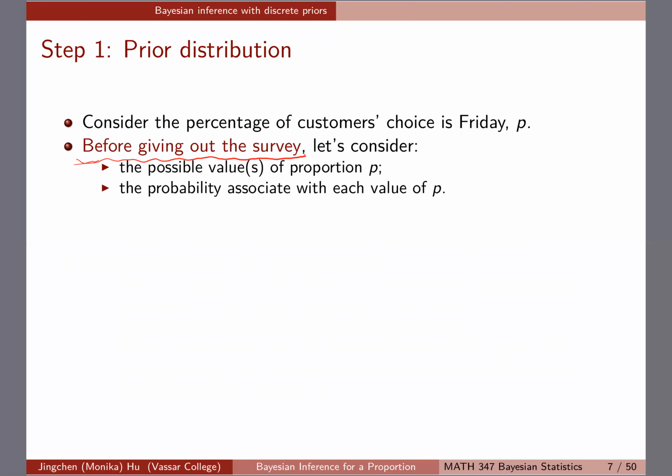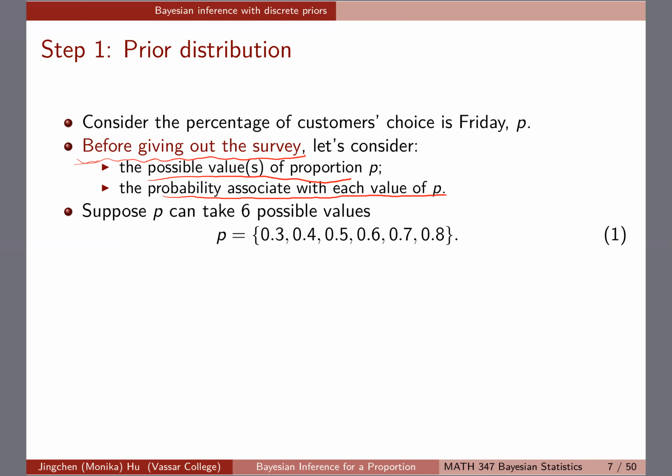So to consider how to come up with a discrete prior, you can first of all list the possible values of P and then come up with the probability associated with each P. So just for illustration purposes, I'm going to assume that for now we can have 6 possible values for P. And it's 0.3, 0.4, 0.5, 0.6, 0.7, 0.8, okay?